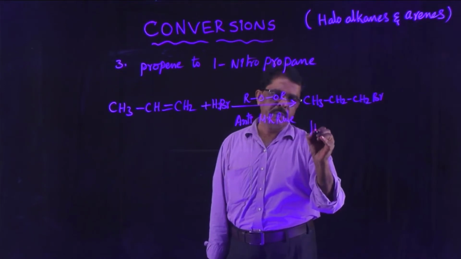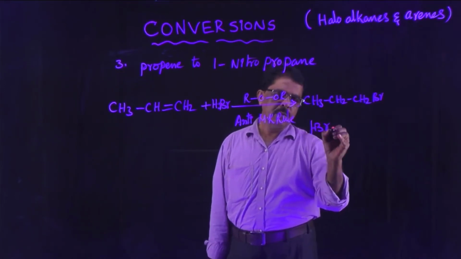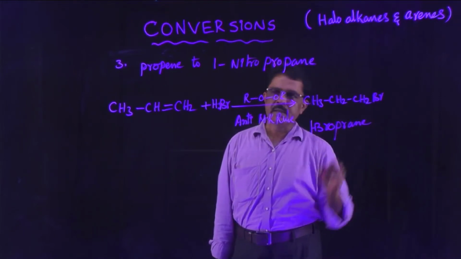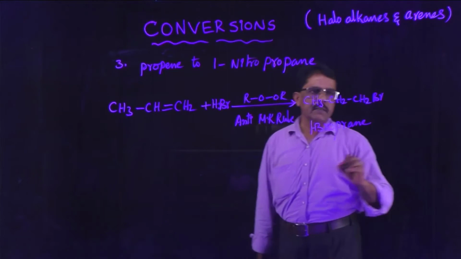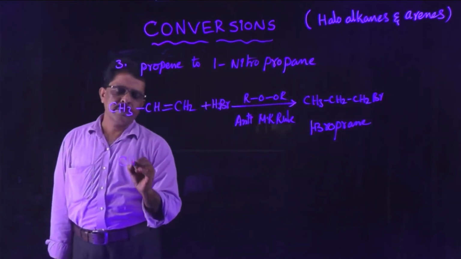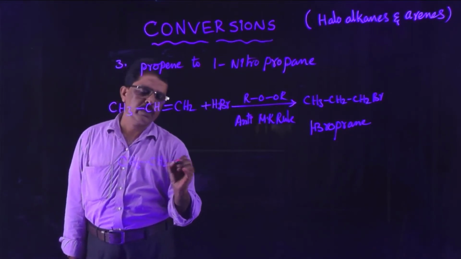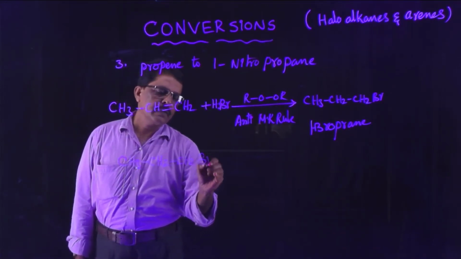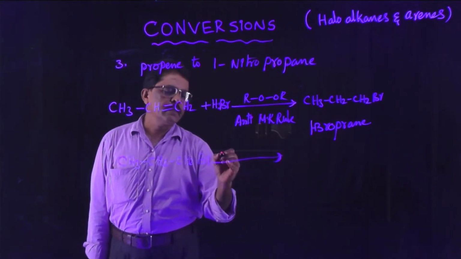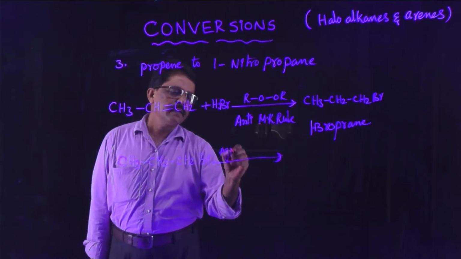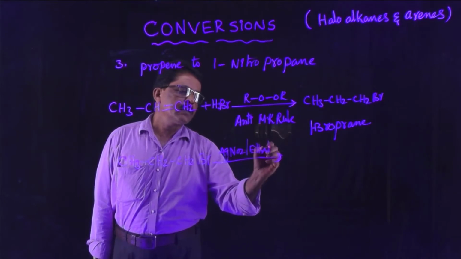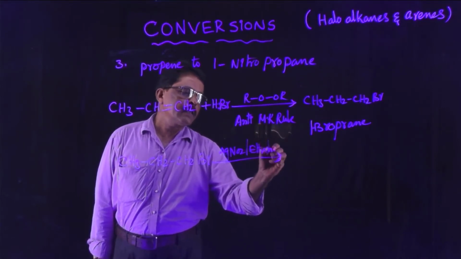1-bromopropane is the major product, right? Understand? This 1-bromopropane, CH3CH2CH2Br, again reacts with silver nitrite, AgNO2, in ethanolic medium.